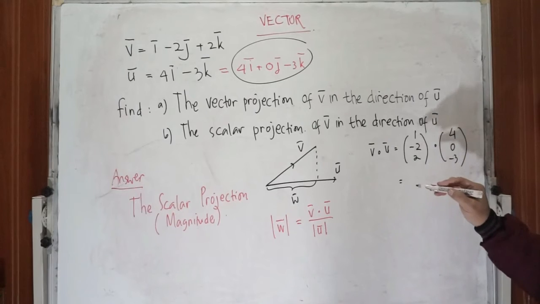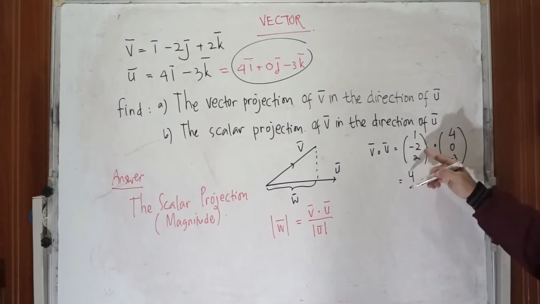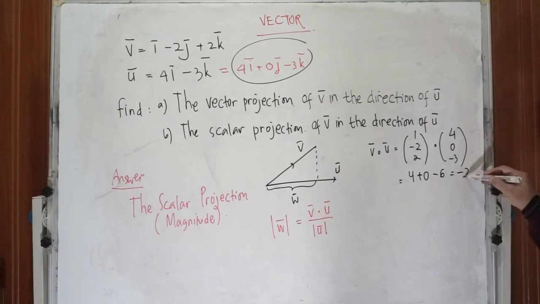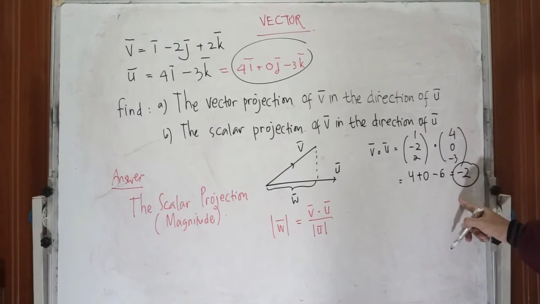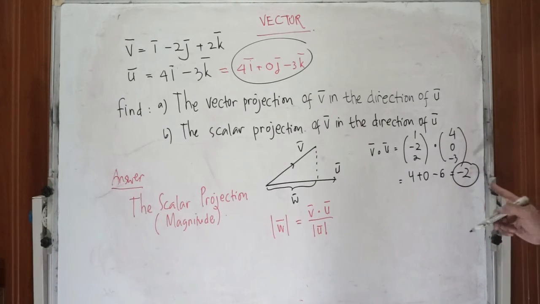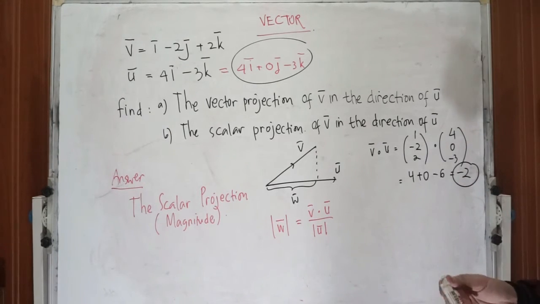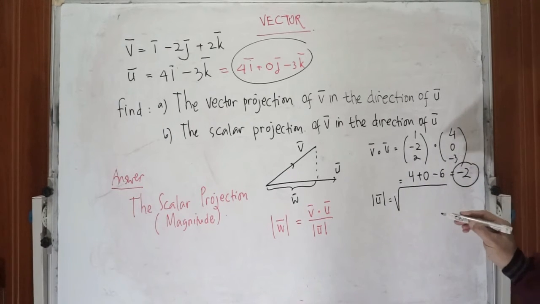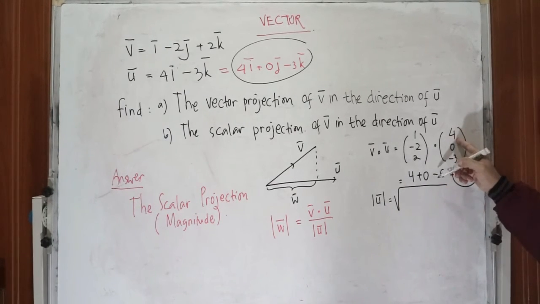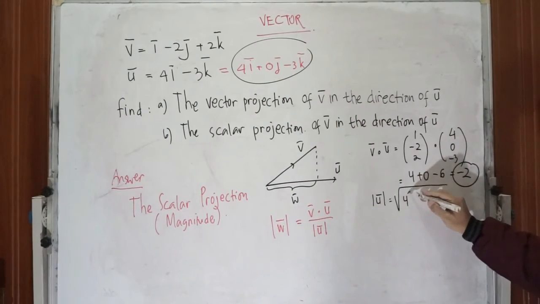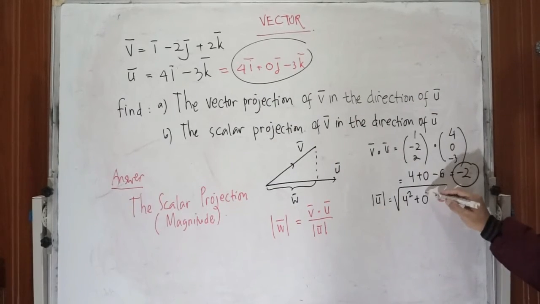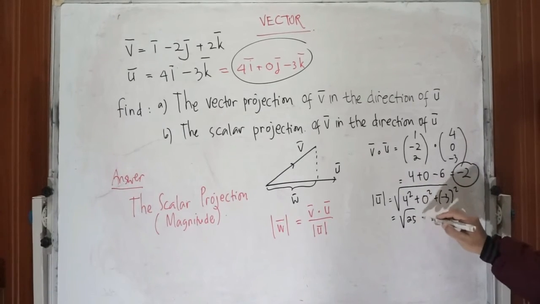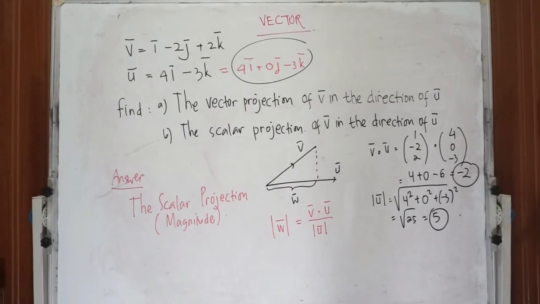So V dot U is a scalar. 1 times 4, 4; minus 2 times 0, 0; 2 times minus 3, minus 6. You got minus 2. The dot product of the vectors is minus 2. Now, try to find the magnitude of vector U. It is the root of the sum of squares of the components of vector U: 4 squared plus 0 squared plus minus 3 squared. You got root of 25, which is 5. The magnitude of vector U is 5.